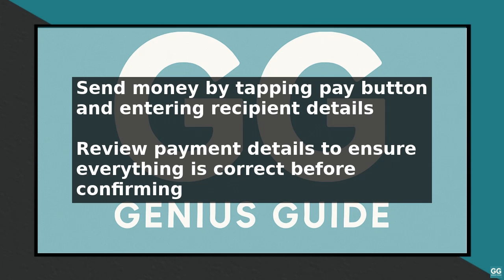To receive money using Venmo, the sender will need to send you a payment request. When you receive a payment request, you will get a notification on your phone. Open the Venmo app, go to the Payments tab, and review the payment request. If everything looks good, tap on the Accept button to receive the payment.